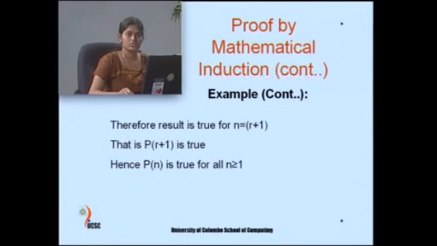So, we have shown that when n is equal to 1 it is true, and after that we assumed that P(r) is true. We showed that for n is equal to r plus 1, that statement is true. Then we can come to the conclusion that P(n) is true for all n greater than or equal to 1. That's all.